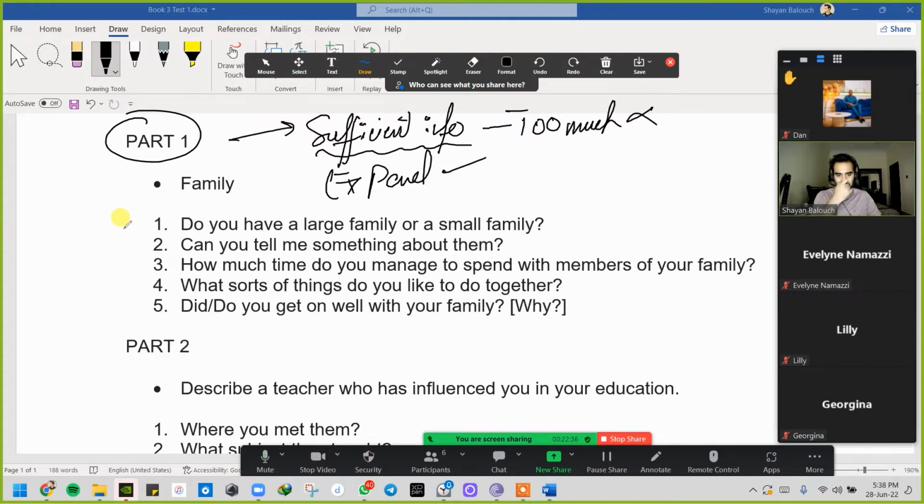As we do the practice, we will get to understand the kind of information that we have to give. Okay, so that's it. No more explanation regarding that.